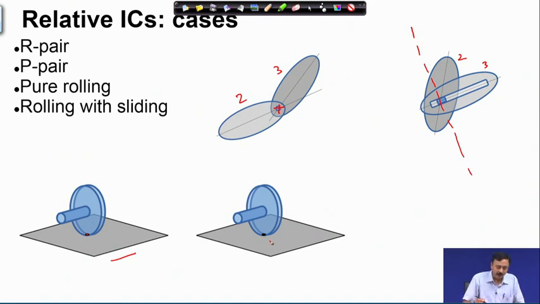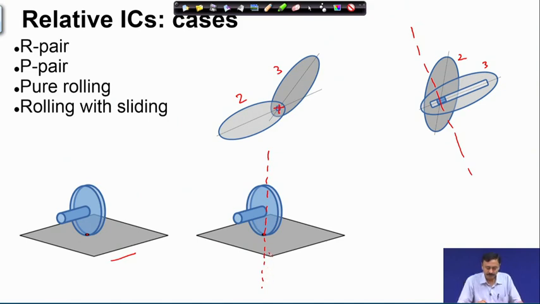In the case of rolling with sliding, this point does not have 0 velocity, it can have some arbitrary velocity. So, what we can at most say is the relative IC must lie on this line which is perpendicular to the ground and passing through the point. The relative IC must lie somewhere on this line, which is not known. If this wheel is in pure translation, that means it is absolutely sliding, no rolling motion, then it is at infinity, as we have seen. But if it is rolling and sliding, it must be somewhere on this line.